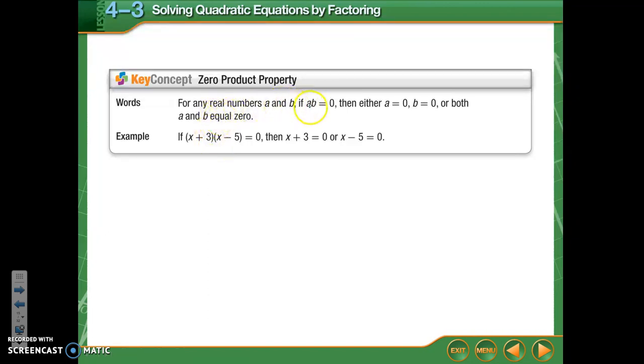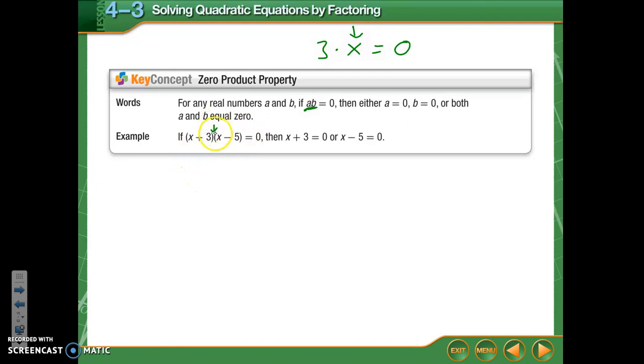So if I have two real numbers, a and b, and I multiply them together and it equals 0, one of those numbers or both of them have to be 0. For example, if 3 times x equals 0, I know that x has to equal 0, otherwise 3 times x wouldn't equal 0. The same thing works with quadratics, with factors, okay?